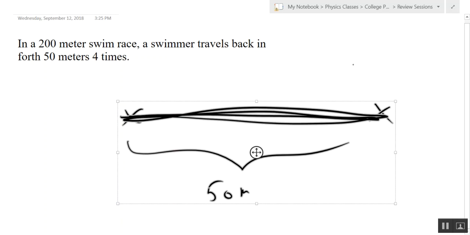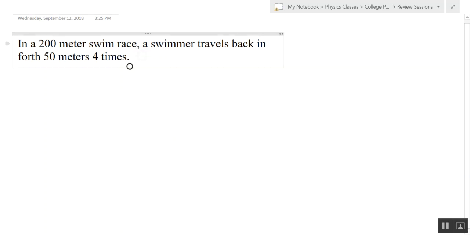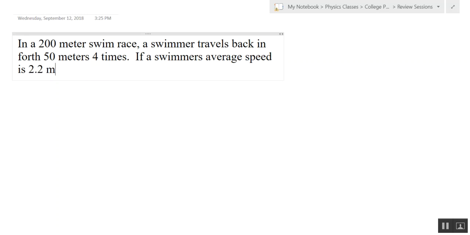Okay, so the question is this. If a swimmer's average speed is 2.2 meters per second, and the swimmer swims for 80 seconds, answer the following.